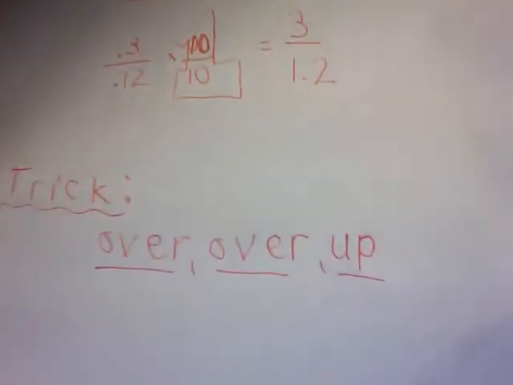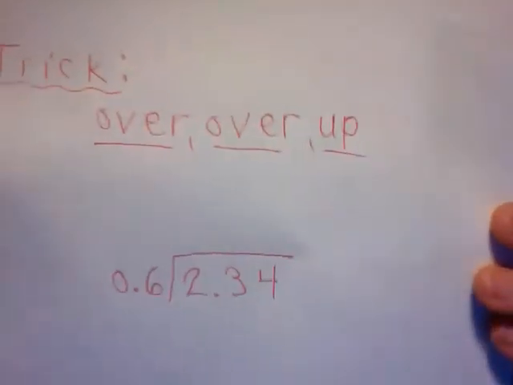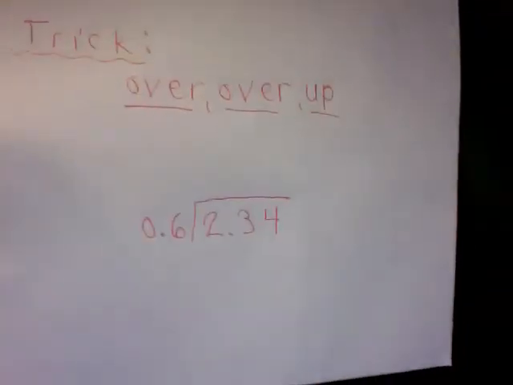Okay, we're going to try another one. Again, the trick is over, over, up. Okay, so let's try this one. We're going to do 2 34/100 divided by 6/10. See if you can see that. You might want to write this down.